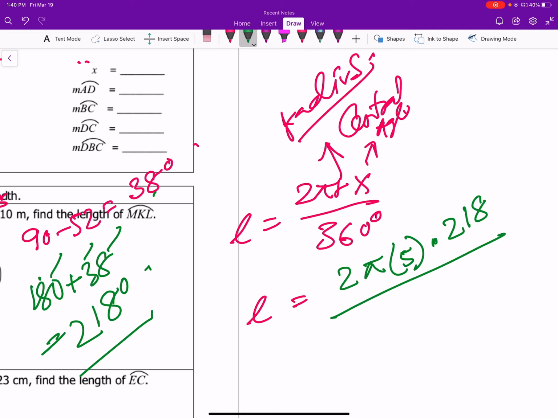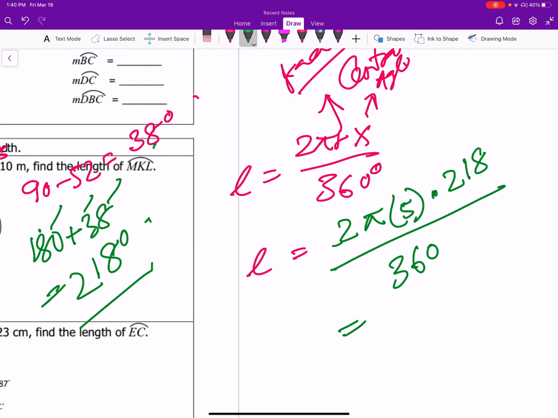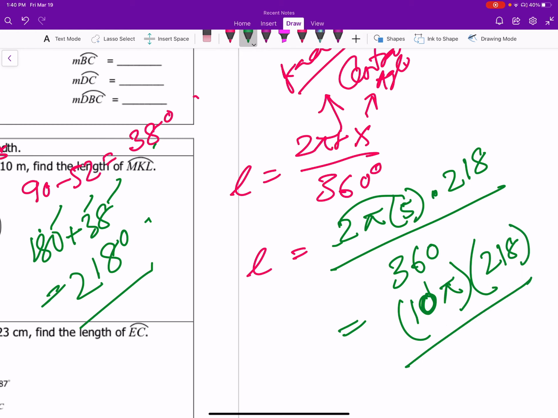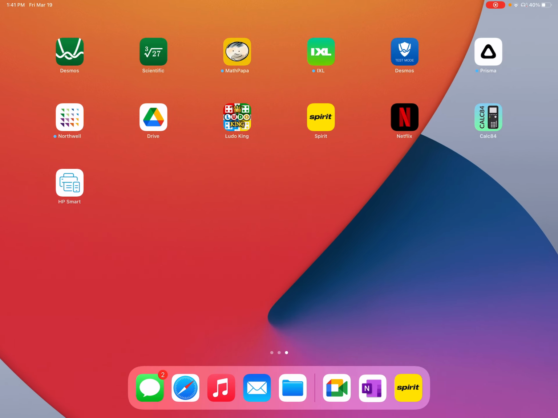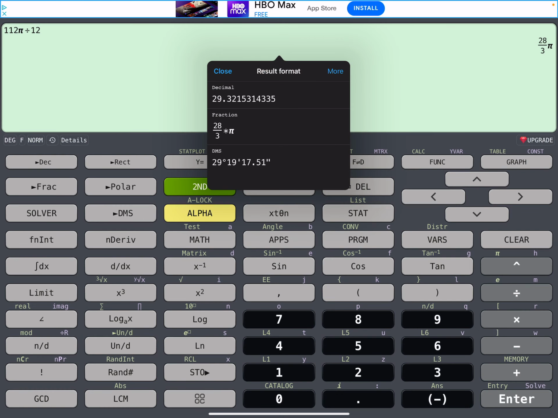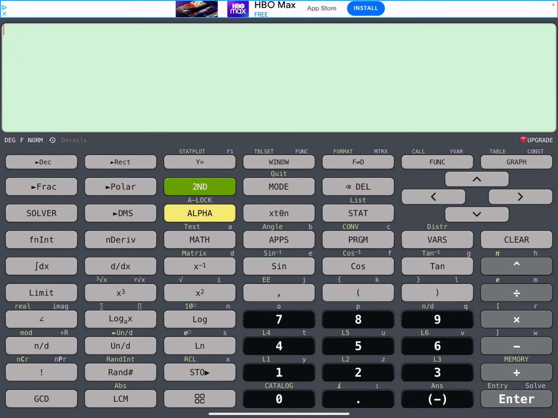times 218 divided by 360. Okay, so what I can do is say 10 pi, multiplied with 218 divided by 360. I can put it directly in the calculator or work it out. So I can multiply them together, or I can work separately. So 218 multiplied with 10 pi.